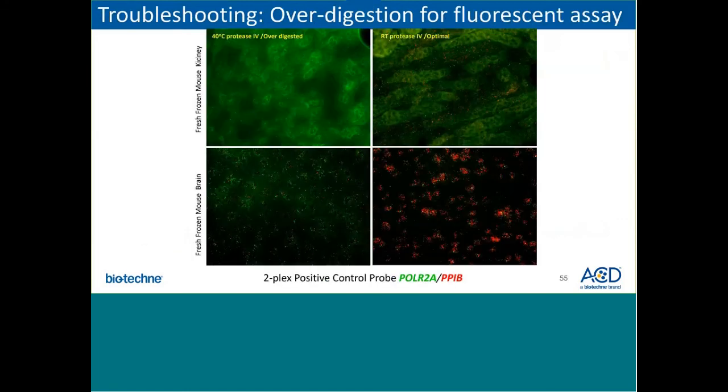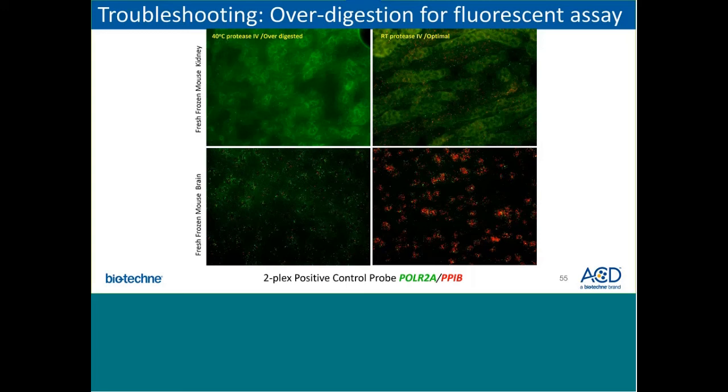To look at some troubleshooting, here's an over-digestion within the fluorescent assay. The majority of the customers for the fluorescent multiplex assay may use fresh frozen samples, which does show how protease pretreatment can affect RNAscope signal quality. On the right, this is a mouse kidney sample where you can see there's quite a bit of tissue autofluorescence. But when samples are properly digested using protease 4 at room temp for 30 minutes, you can see distinct green and red dots with the control probes.